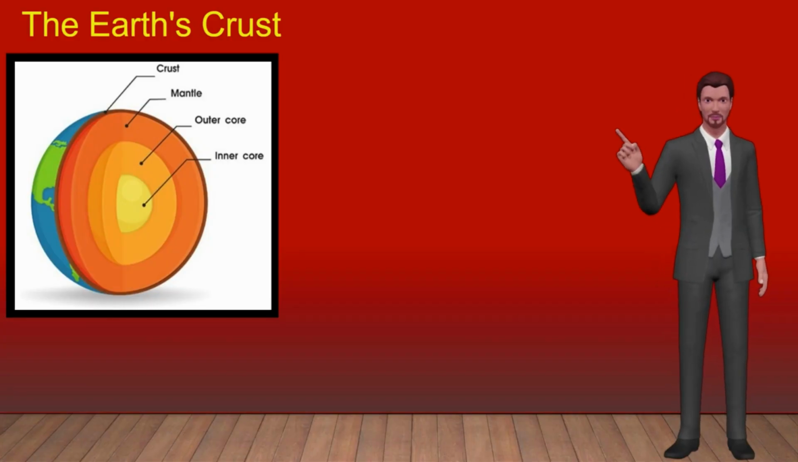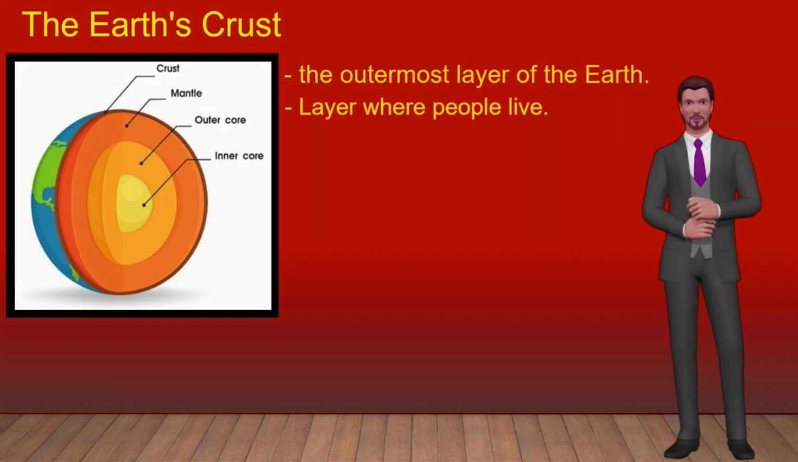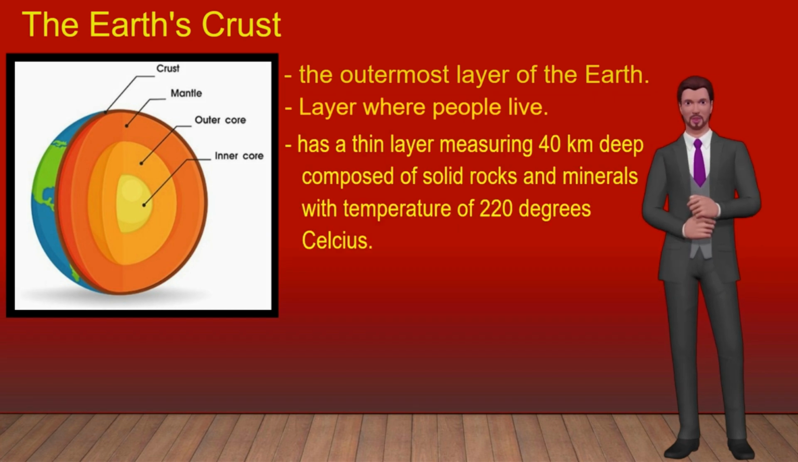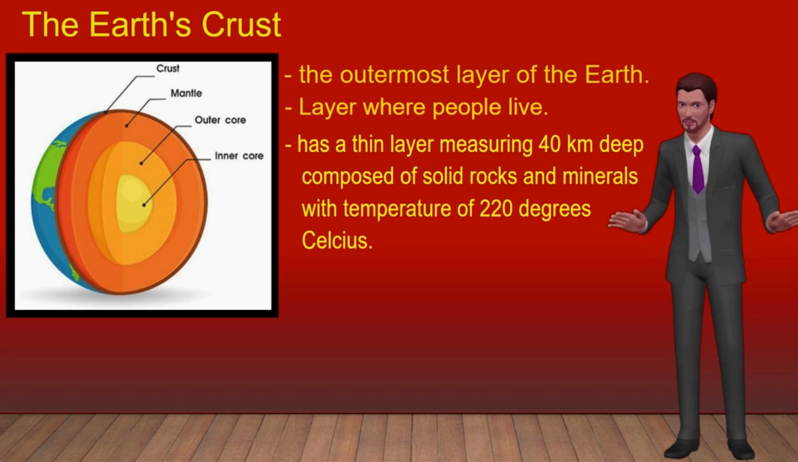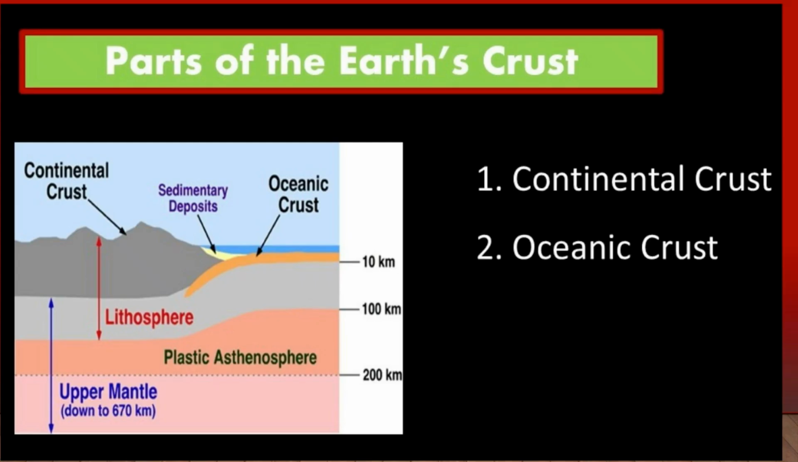The Earth crust. The Earth crust is the outermost layer of the Earth. The crust is the part of the Earth right on top where people live. The Earth crust has a thin layer measuring 40 kilometers deep composed of solid rocks and minerals with temperature of 220 C. The crust is made up of large rocks. Earth crust is divided into two forms. We have the oceanic crust and the continental crust. These two types of the crust make up the surface of the lithosphere. And these two lie on top of the mantle.